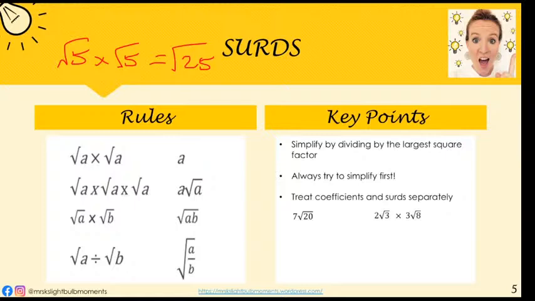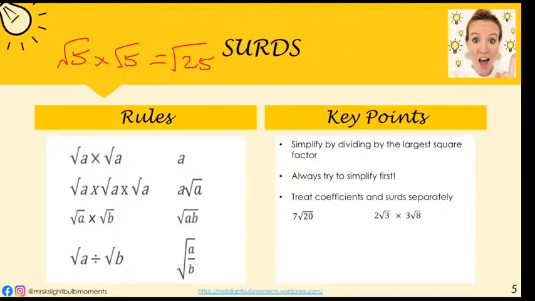I've put some key points in here as well, because it's really important to note a few skills when doing these topics with surds. Firstly, simplify by dividing by the largest square factor. It's always got to be the largest one, otherwise it's not in its simplest form. I'll do an example in a minute of that case. So you've got to find the largest square number. Second key point is always try to simplify first. So like we saw in the starter, it was much easier if we realised that root 25 was just 5.